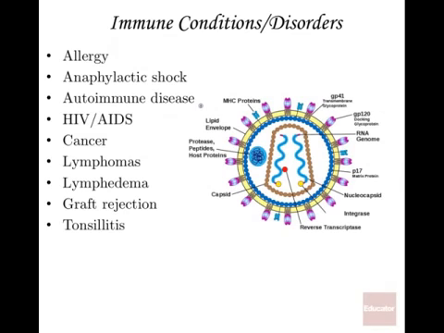Autoimmune diseases typically don't have a cure, but there are treatments that can help delay the long-term effects of them. HIV/AIDS. So HIV is human immunodeficiency virus. AIDS is acquired immunodeficiency syndrome. HIV is the actual virus. This is a picture of it, a computer-generated image of it.